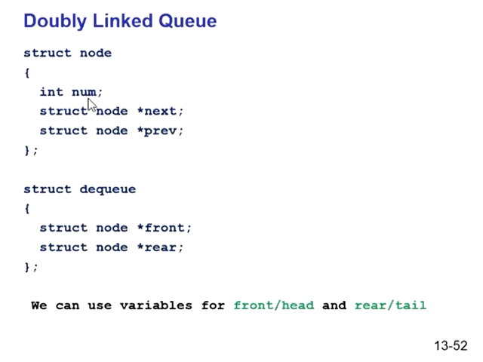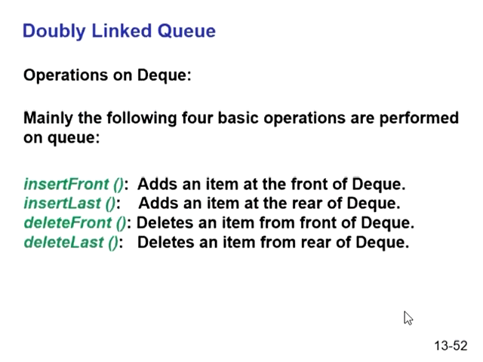We have some operations on the deque: insert front, insert last, delete front, delete last. Because when we study the deque, we have two directions for working. So when you want to insert, we can insert at the front end, or we can insert at the last end. At that time we have two different functions for them. You also have operations to remove data from the doubly linked queue.